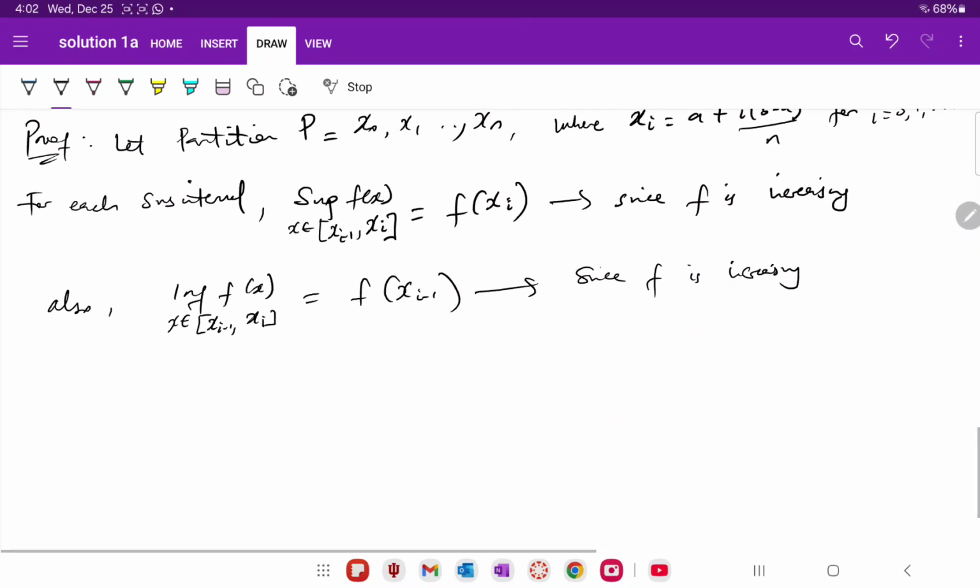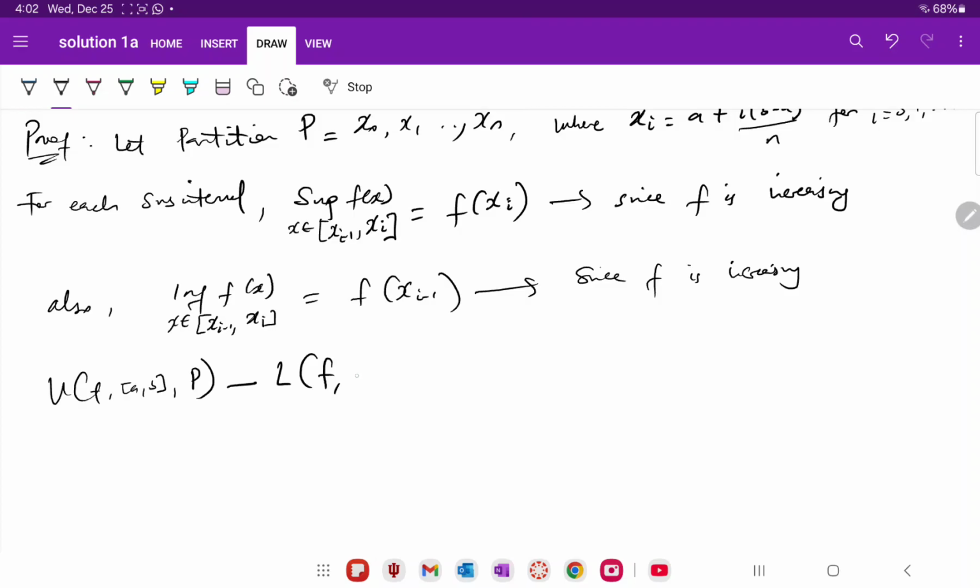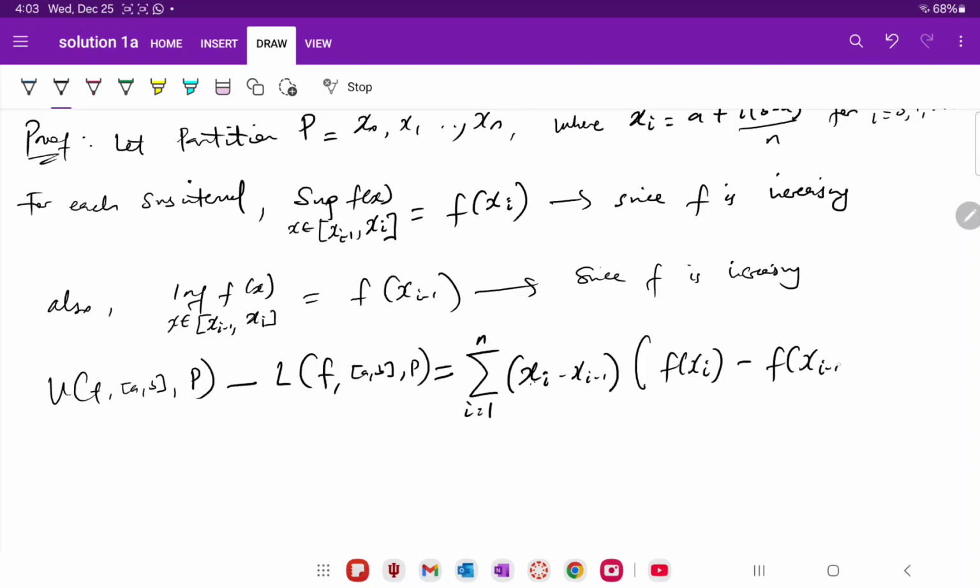Okay, that means that the difference between the upper Riemann sum and the lower Riemann sum will be equal to the summation i equals 1 to n of the difference xi minus xi minus 1 times the bracket f of xi minus f of xi minus 1. That is just by the definition.